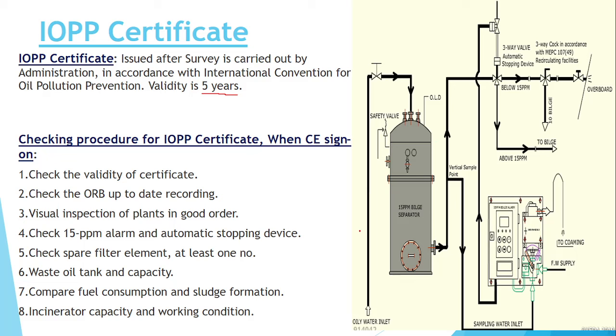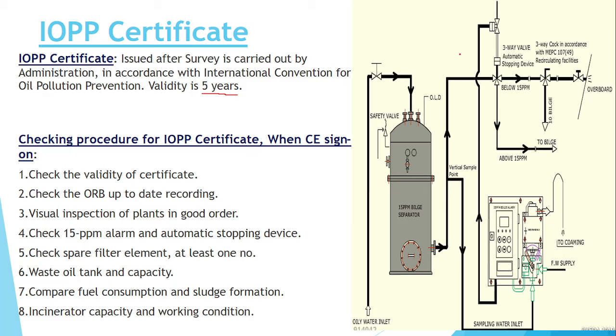Now, as a chief engineer, you went on board, and after joining on board, what will you check? First thing you have to check is the validity of the certificate. Which certificate? The IOPP certificate. You have to check that the ORB is up to date, meaning that on the date you are signing on, the ORB has been kept up to date by the outgoing chief engineer or not. After that, you have to carry out a visual inspection of the IOPP equipment.